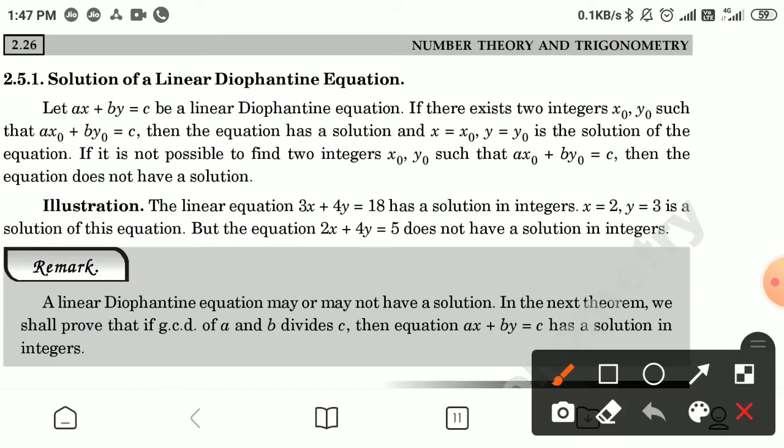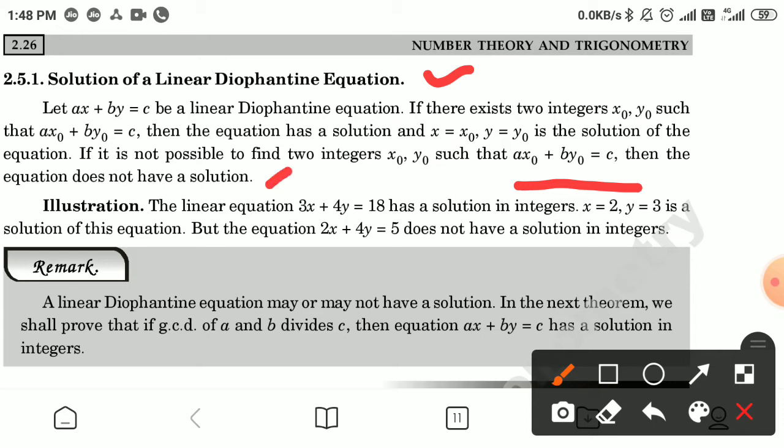Now, the solution of a linear Diophantine equation. Let ax plus by equal to c be a linear Diophantine equation. If there exist two integers x0, y0 such that ax0 plus by0 equal to c, then the equation has a solution, and x equal to x0, y equal to y0 is the solution of the equation. If it is not possible to find two integers x0, y0 such that ax0 plus by0 equal to c, then the equation does not have a solution.